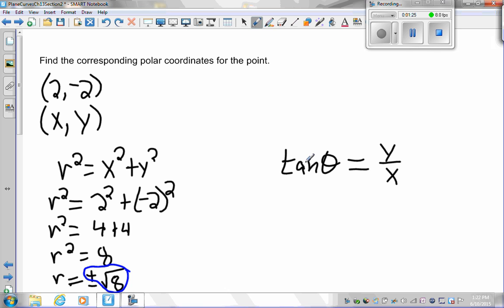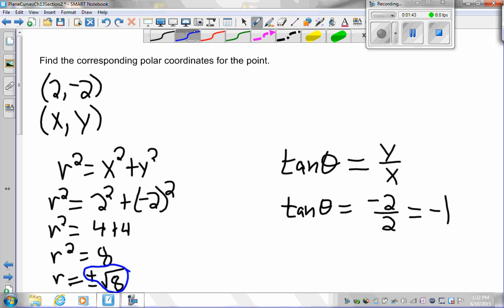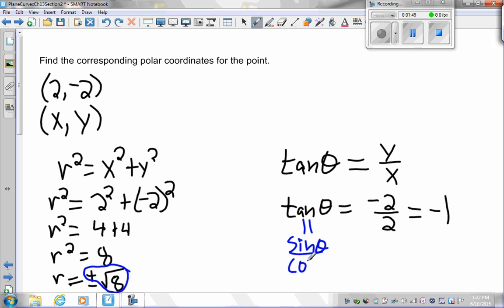Now, the tangent of theta. Again, we know what y and x are, so tangent of theta is equal to -2 divided by 2, which is equal to -1. The tangent of theta is -1. Remember that tangent is equal to the sine of theta over the cosine of theta. So if that is equal to -1, this means that the sine and the cosine are the same value except for a negative. So the sine and the cosine have to have the same value except for the negative in front of the 1. So where does that happen?